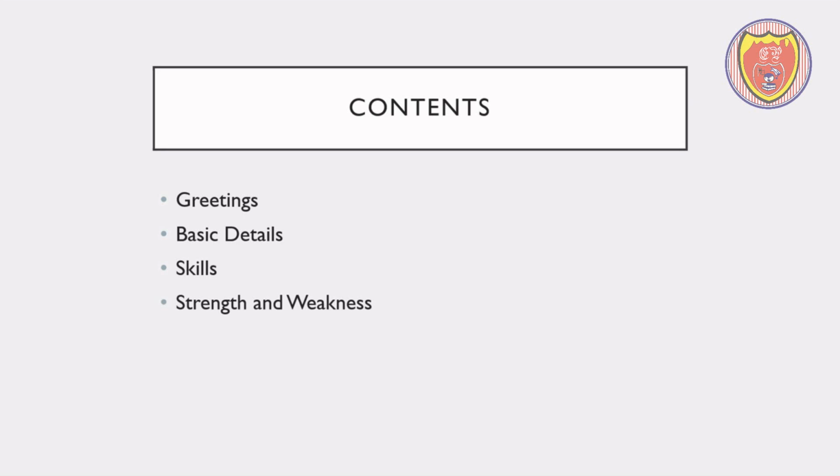Strengths and weaknesses. Now people say that this is the most difficult part of your introduction. But here in this video, we will give you a small trick which you can use to get a good strength and weakness and include that in your introduction. Last but not the least, your hobbies. This will show a very good impact on your presentation, on your introduction, and will help the audience to know what you like and what you dislike.